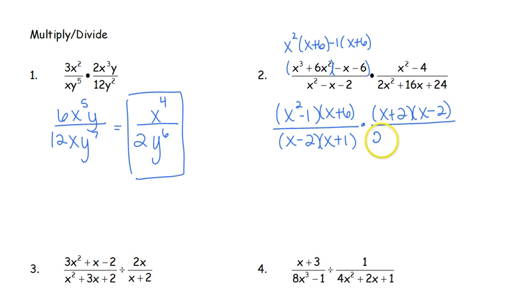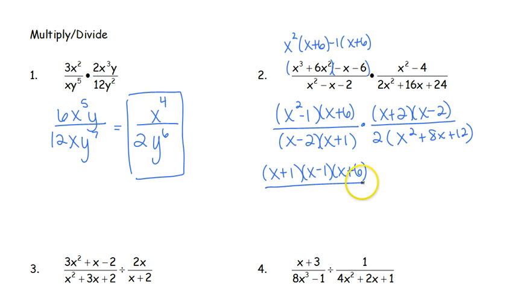We start with our GCF. We pull out a 2. We're left with x squared plus 8x plus 12. We're not done factoring yet, so we got to keep going. X squared minus 1, that's the difference of 2 squares, so that's actually x plus 1 and x minus 1. X plus 6 can't go any further. The bottom can't go any further.